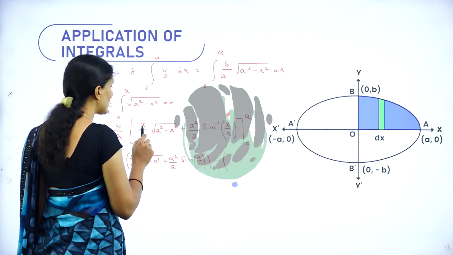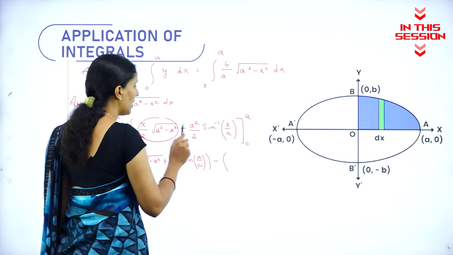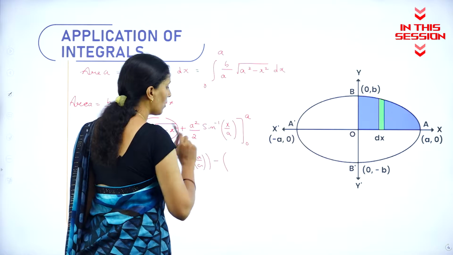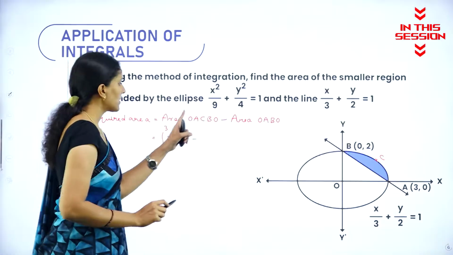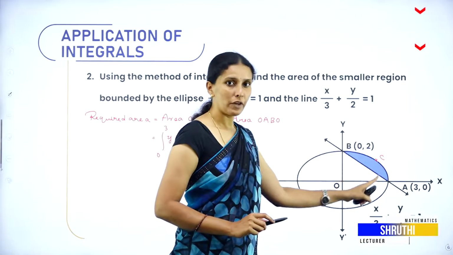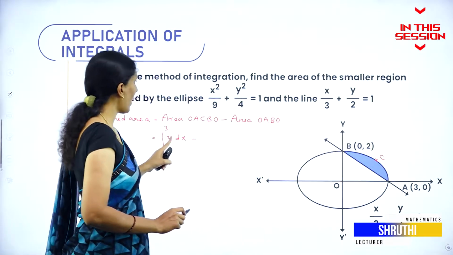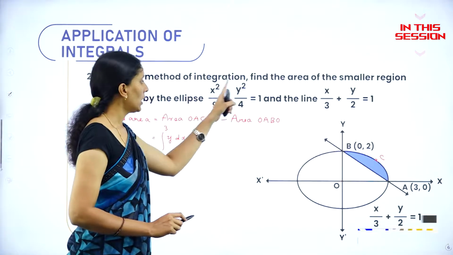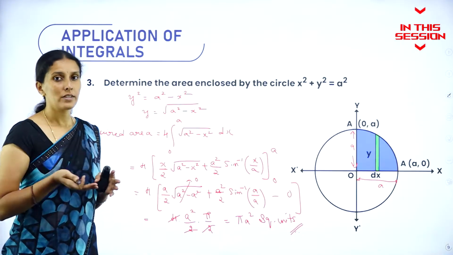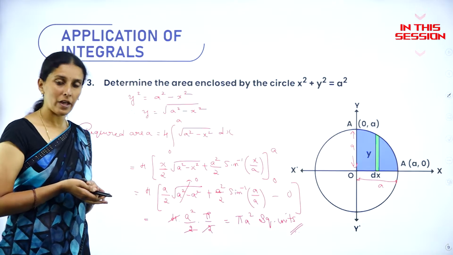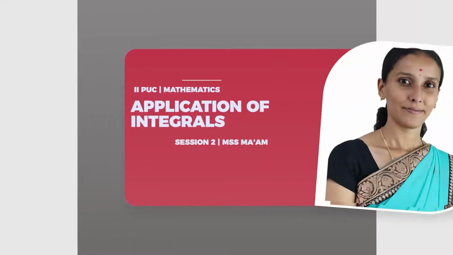If you substitute x as 0, 0 plus sine inverse 0 by a becomes 0, so this is completely 0. This curve represents the part of an ellipse, therefore the substitution for y must be using this relation. A is the radius of the circle. So in general, what is the area of a circle? It is pi r square, where r is the radius of the circle.